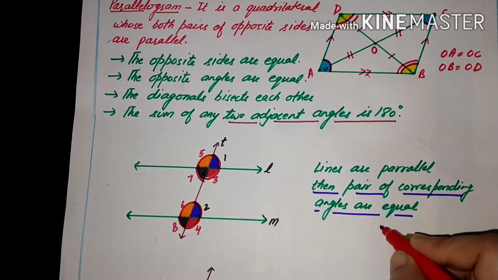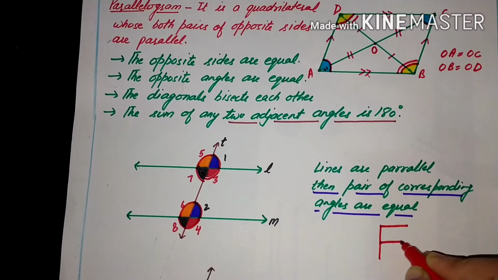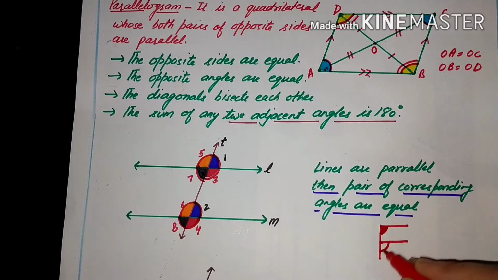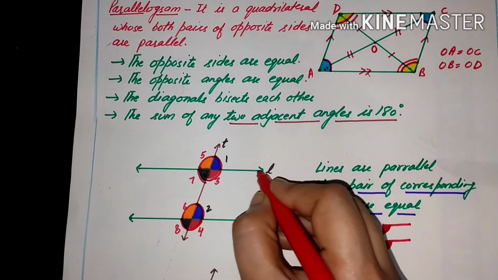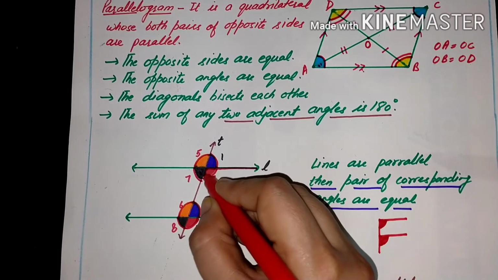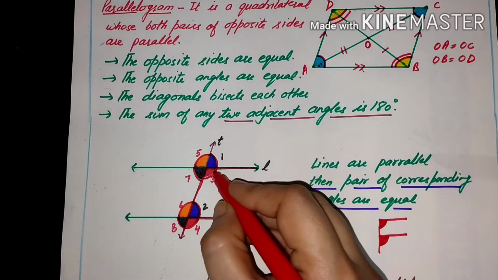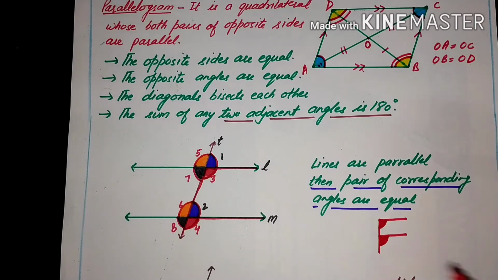Always remember that they always make a symbol of F, and one angle will be in the interior of that symbol and one will be in the exterior. You can see here also, this is forming F. In this F, angle 3 and angle 4, they are corresponding angles.